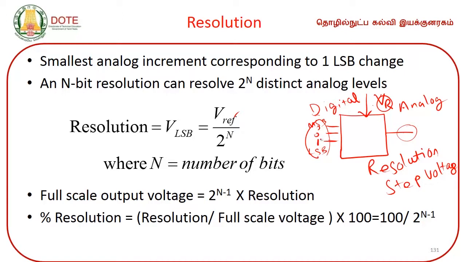It is the output when the digital input has the maximum number, when all bits are 1. Full scale means all bits at the input are 1. Say for example there are 3 inputs and all 3 bits are 1. What is the analog output voltage? That is called the full scale output voltage.